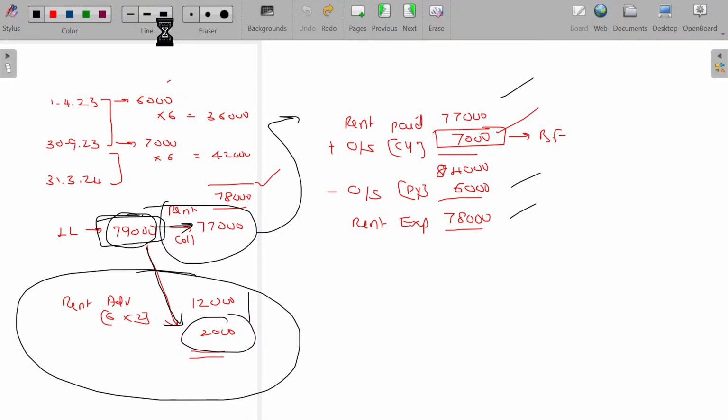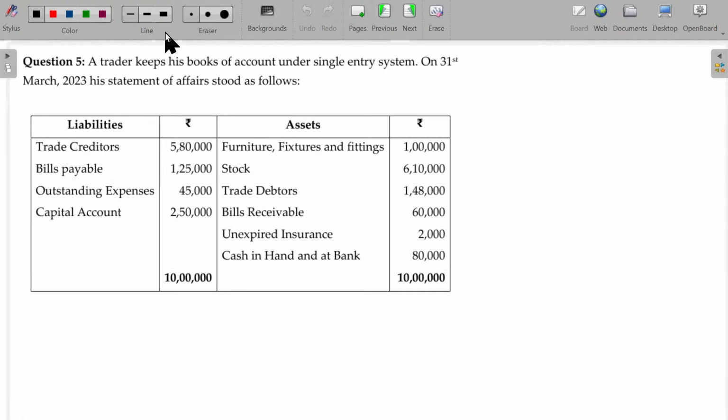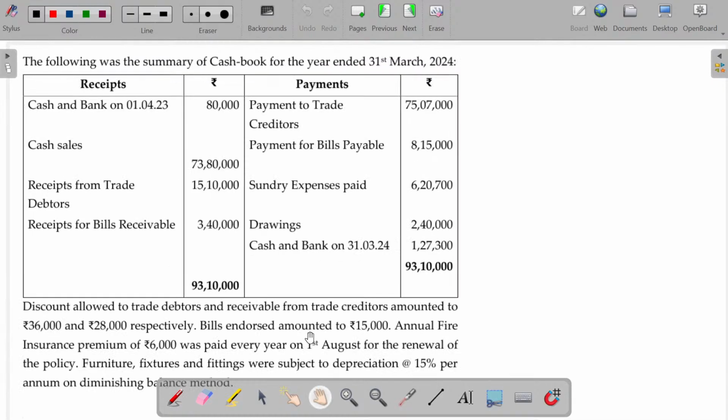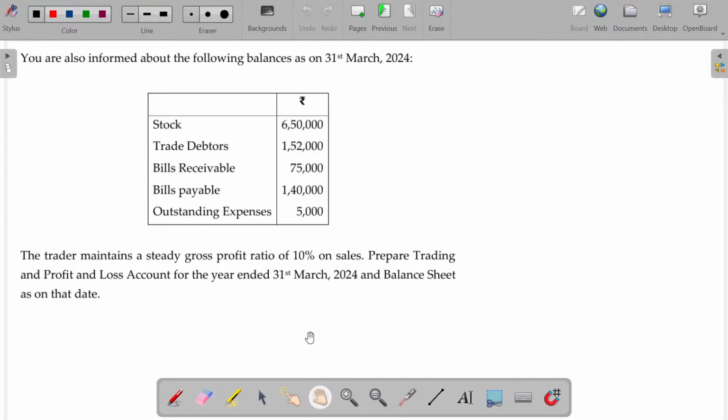Is that okay? We'll go for the last illustration, question number 5. I can solve bit faster. The last illustration, with that single entry is over. 4th sum is the challenging sum among the other sums we have solved. The 5th is pretty easy.